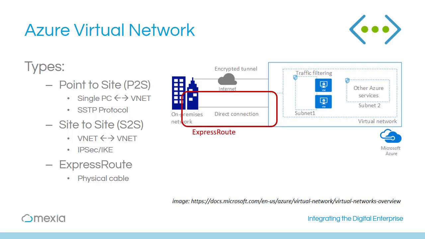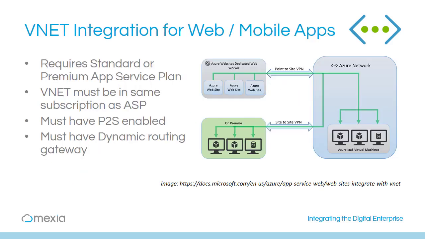ExpressRoute is a case where you're actually renting space on an existing cable. So you can think of it as stretching a giant dedicated cable between your network and wherever it is that you're connecting to. Because it's operating on dedicated line, performance is very, very predictable. It's also a bit expensive.